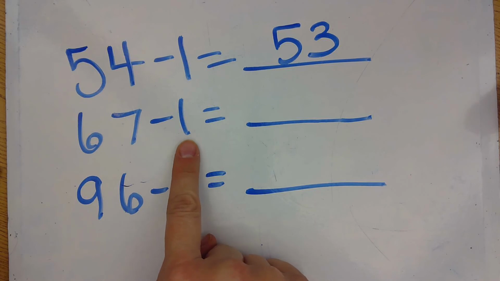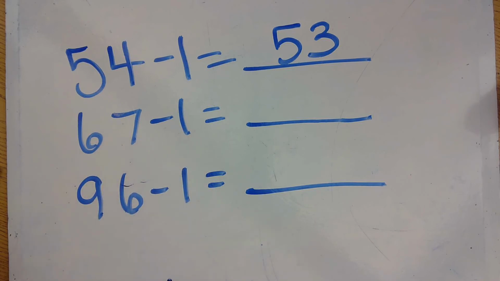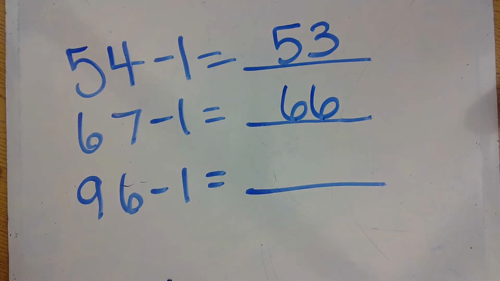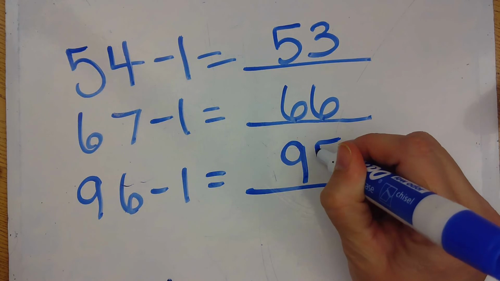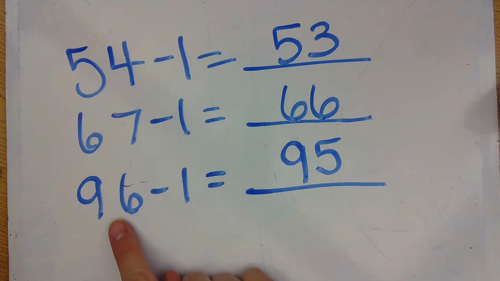67, take away 1. Well, what number comes before 67 when you're counting? If you said 66, you are correct. And 96, take away 1. I think, what number do I say right before I say the number 96? I say 95. So -1 is just 1 less than the starting number.